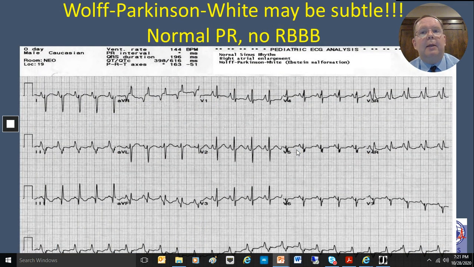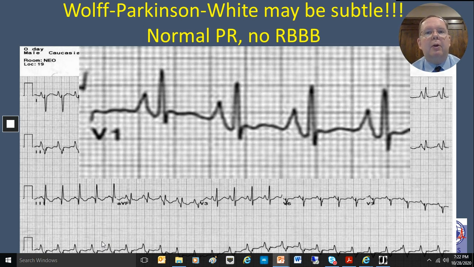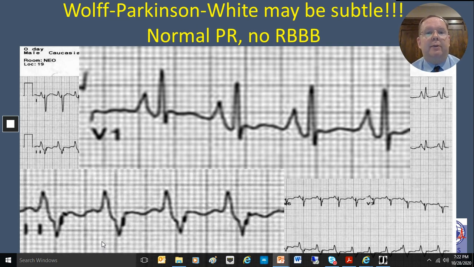It can be tricky. It can be very difficult to see pre-excitation because these pathways don't act like the usual pathways. They tend to be very slowly conducting and can be very subtle. In this patient, if you just take a look at baseline, there's no obvious pre-excitation. But if you look very close here, you notice that the PR interval is normal and there's no right bundle branch block. In true Ebstein's anomaly, you should have a right bundle branch block and you should have a prolonged PR interval. So when you don't see these things, you need to look very carefully at other areas of the ECG.